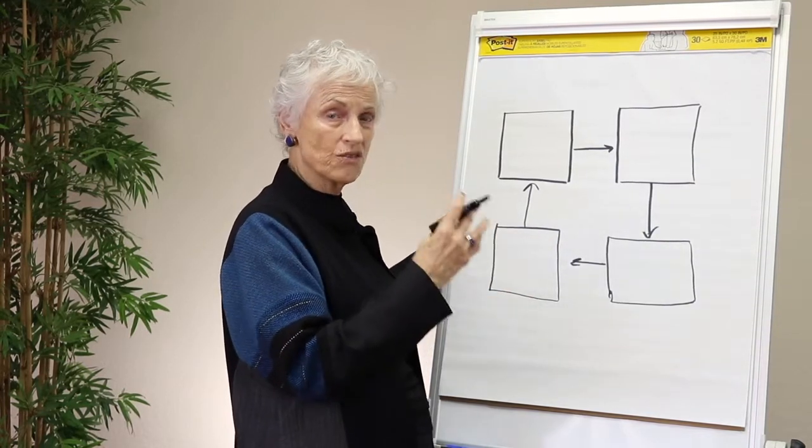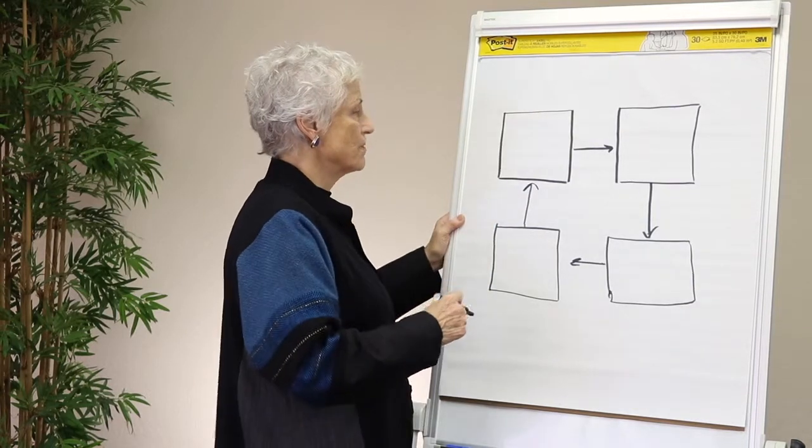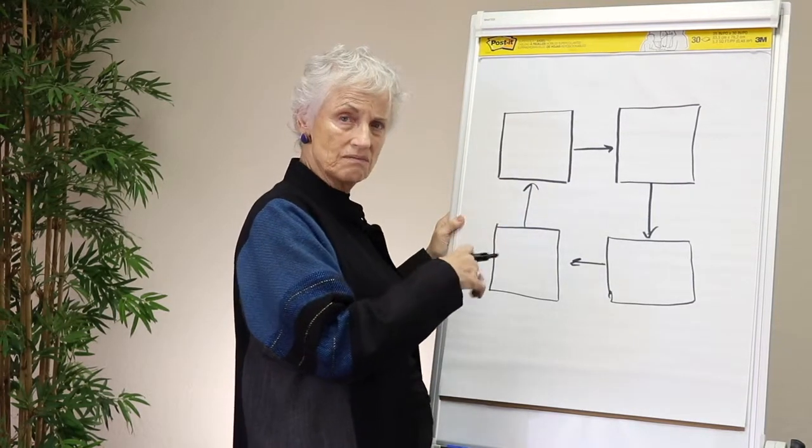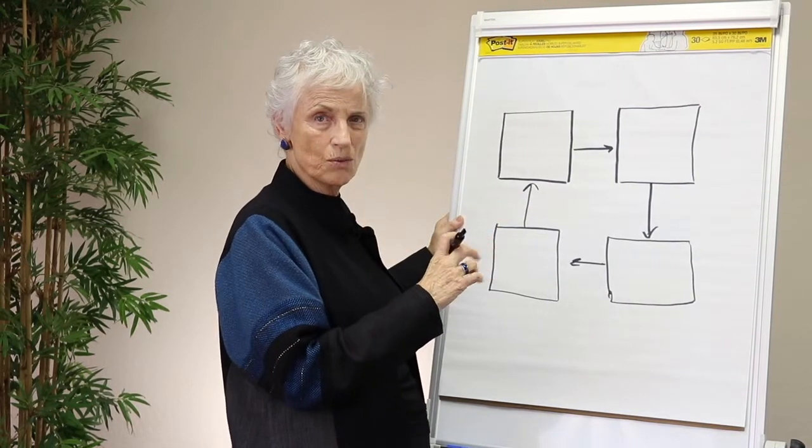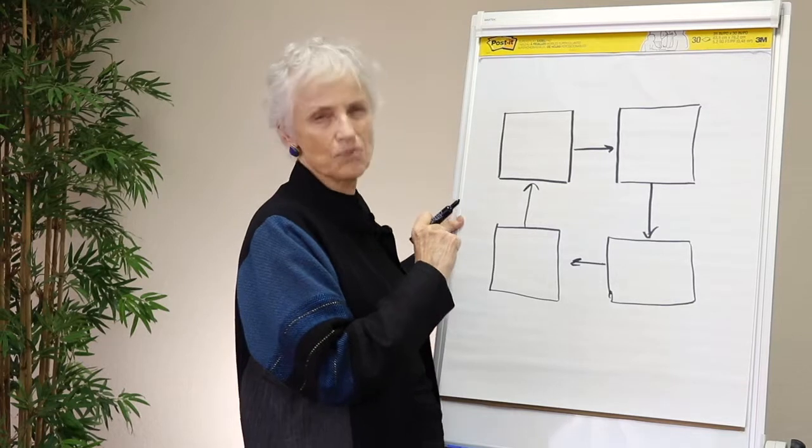So let's say that there's a way in which the brain creates its own picture of reality, its own experience of reality. And this model will show how that works. And interestingly enough, it has 4 boxes, and so we call it the 4-box model.